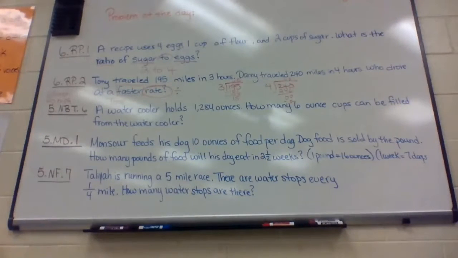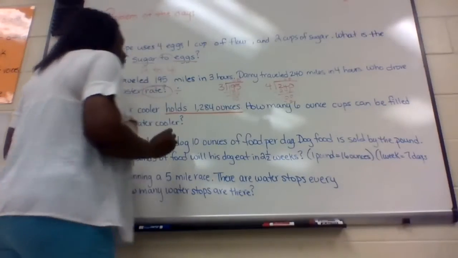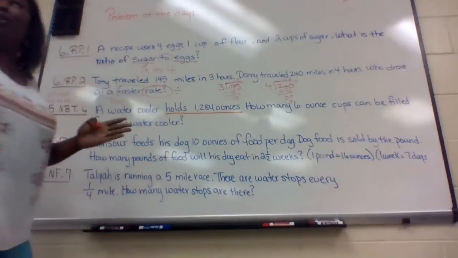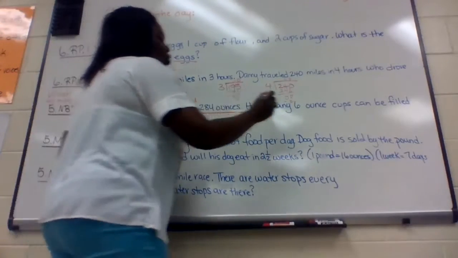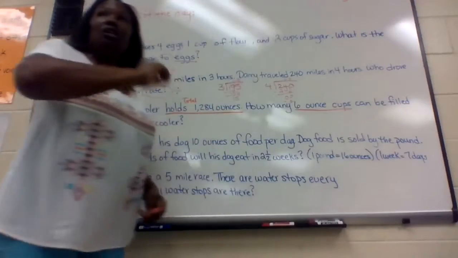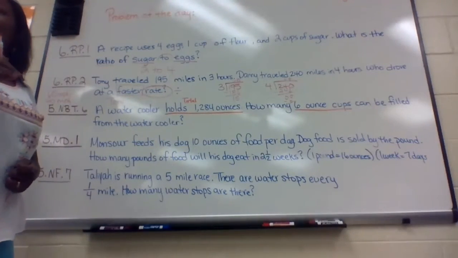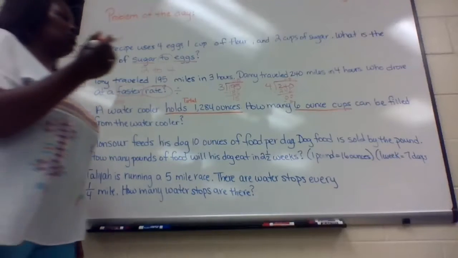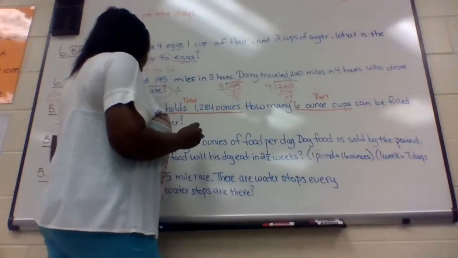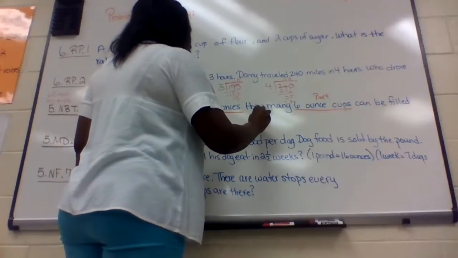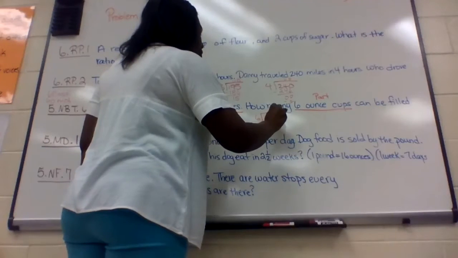All right, a water cooler holds 1,284 ounces. How many 6-ounce cups can be filled from the water cooler? All right. If the water cooler holds this much, right? This is your what? I'm telling you how much it holds. That's your total. So a 6-ounce cup, you're gonna fill a 6-ounce cup. So that's your what? That's your part that you're gonna fill. So if you have a total and a part, you are going to what? Divide. So that's 6 and 1,284.